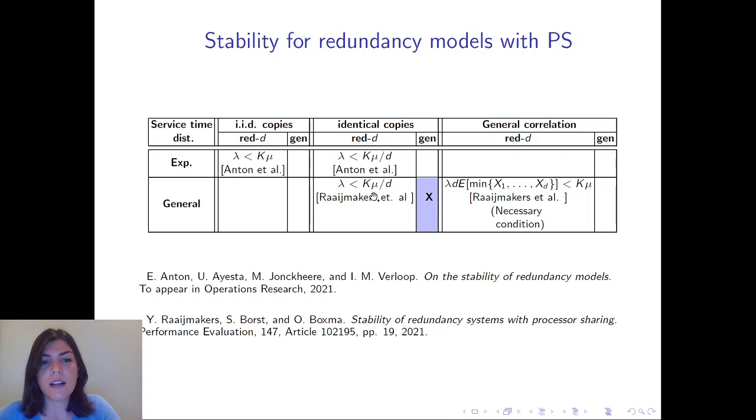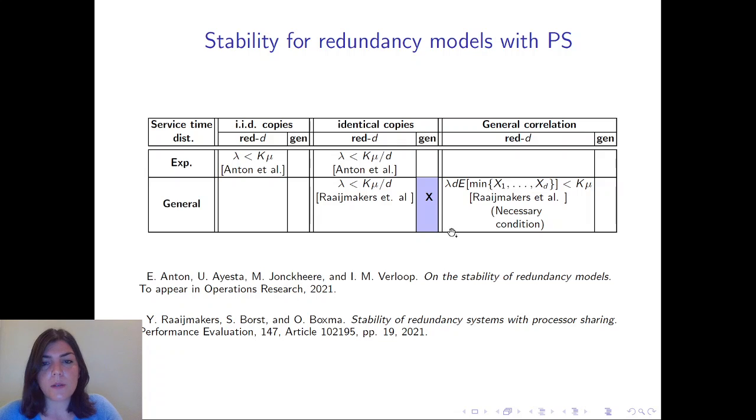Remaekers et al. generalize this stability condition to generally distributed service times and also give a necessary stability condition for generally correlated copies, which is given by lambda times d, and the expected value of the minimum among the service time of the copies of one job needs to be smaller than k times mu.